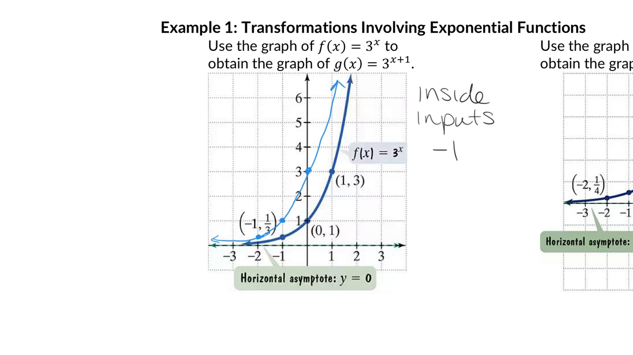Okay, so let's see what characteristics of this graph changed when we did a horizontal translation of this graph. Did the domain change? No, it's still negative infinity to infinity. Did the range change? No, the range is still the same.